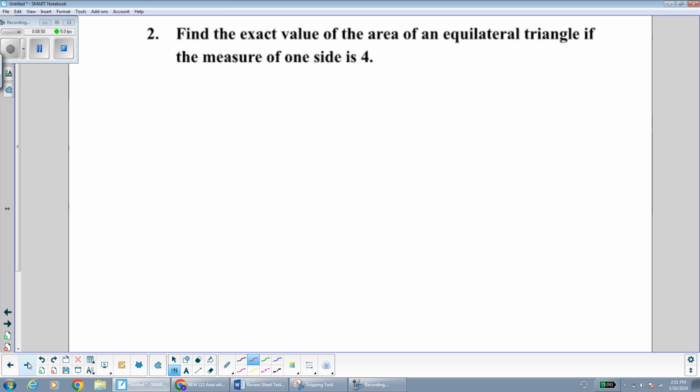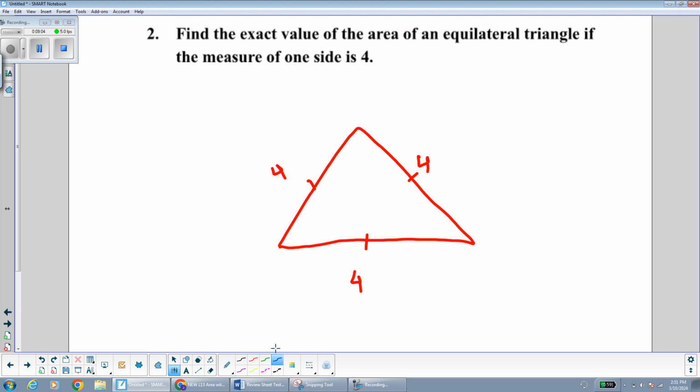Moving along to the next one, we're going to find the exact value of the area of an equilateral triangle if the measure of one of its sides is 4. So an equilateral triangle has 3 equal sides, so all the sides are then 4. And if we drop an altitude, since it's an equilateral triangle, all the angles are the same. And since it's equilateral, the altitude actually does bisect the angle. Once again, that's only since we have an equilateral triangle. So what we have here are two 30, 60, 90 triangles. And each of these will be 2, once again, because it's an equilateral triangle.